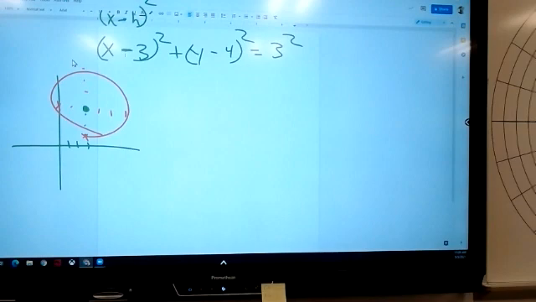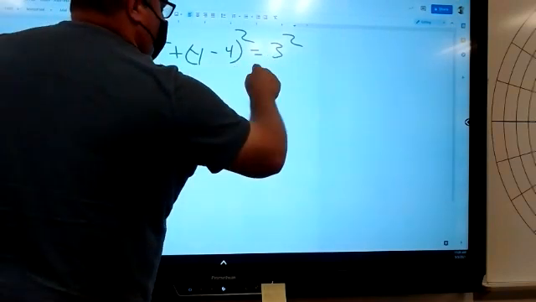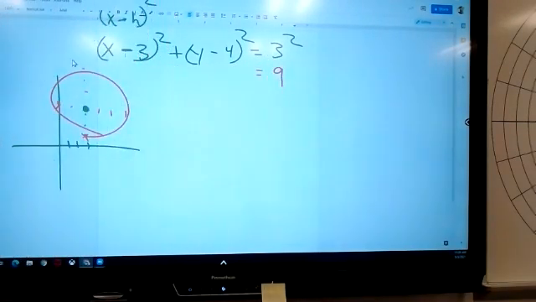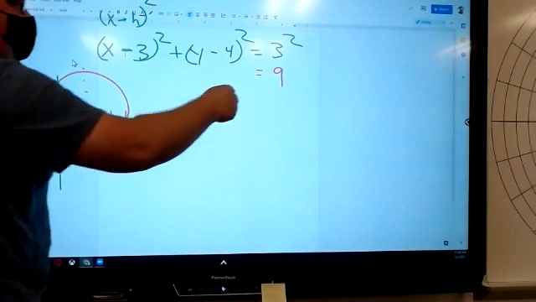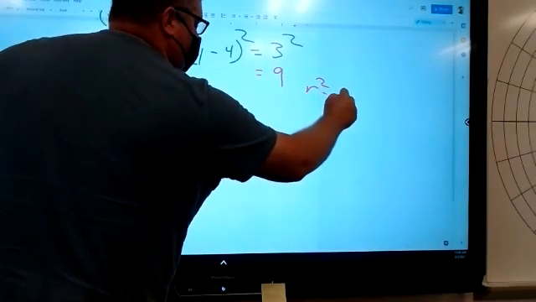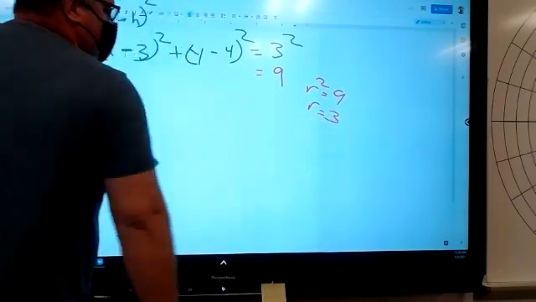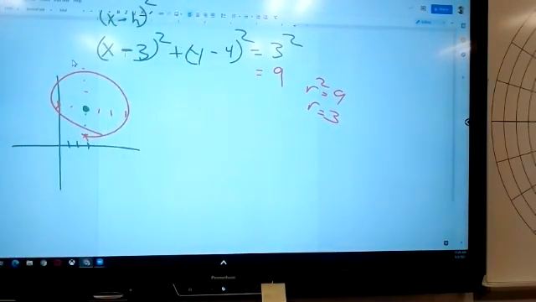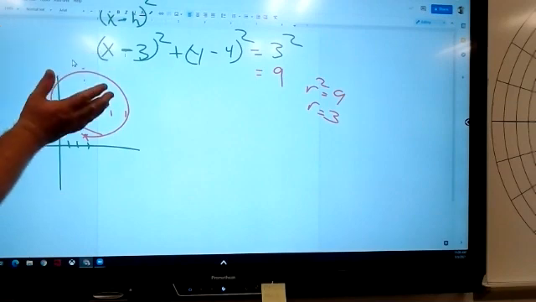Circle. Now, if it were in the formula, it could be listed as 9. But if I want to know the radius, that means I would have to say r squared equals 9. Correct. r equals 3. Very good. All right, so this is all good.